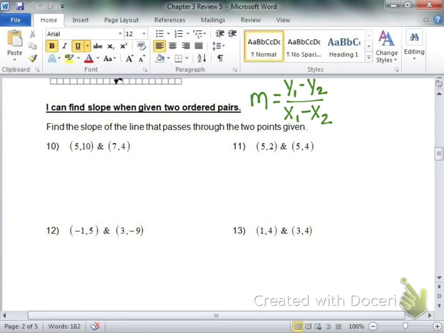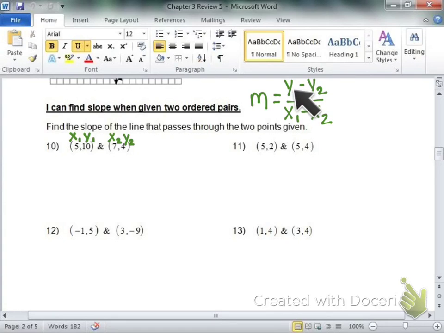Alright, so I'm going to label the ordered pairs in the order that they gave them to me. So the first x value I'm going to call x1. The first y value I'm going to call y1. The second x value I'm going to call x2. The second y value I'm going to call y2.